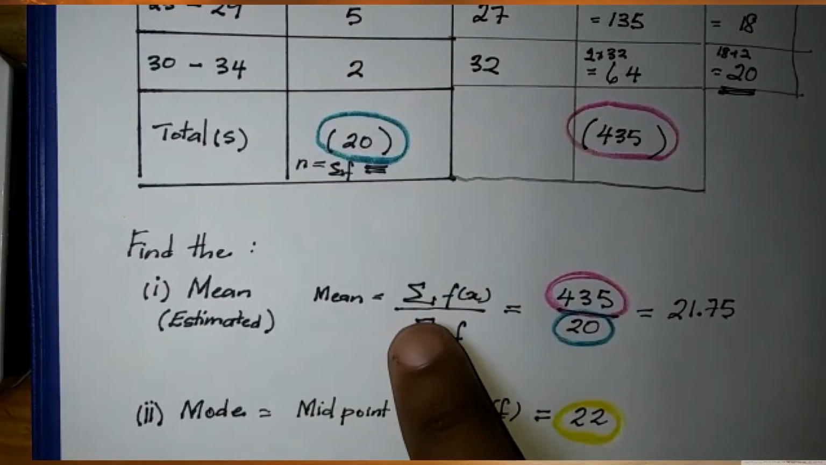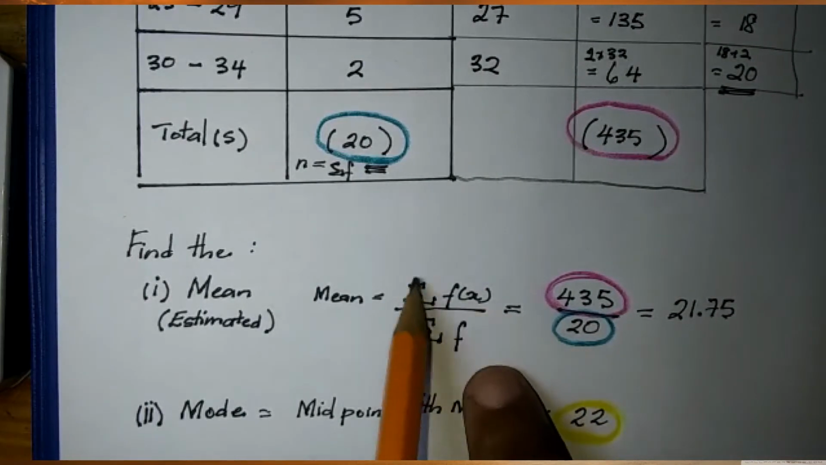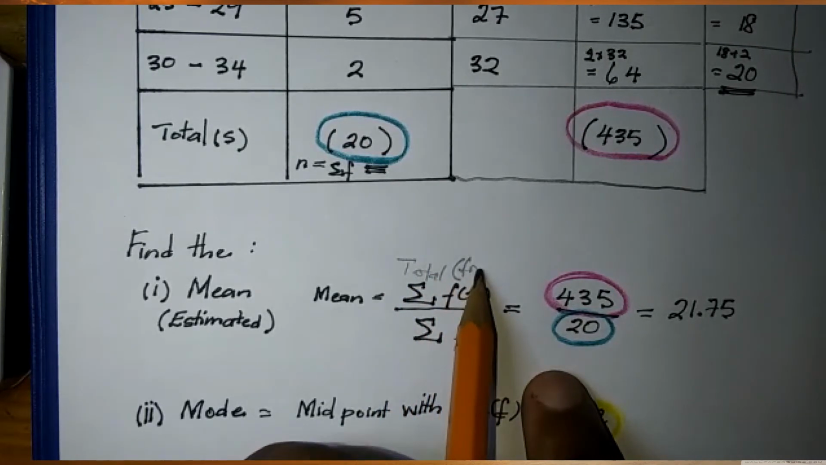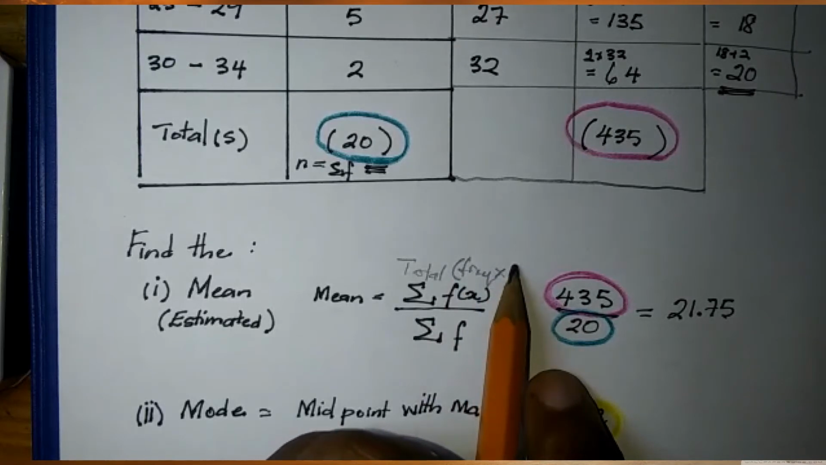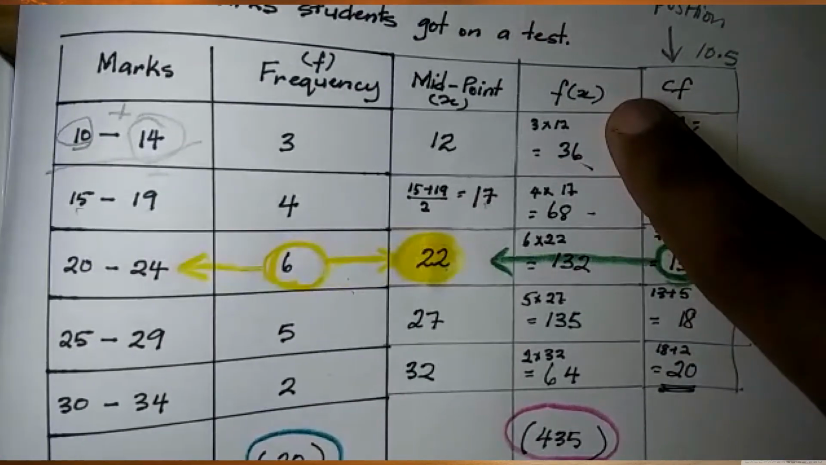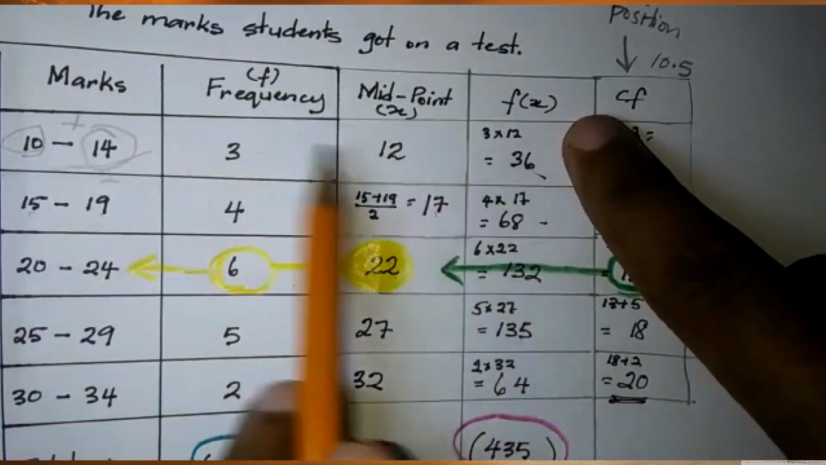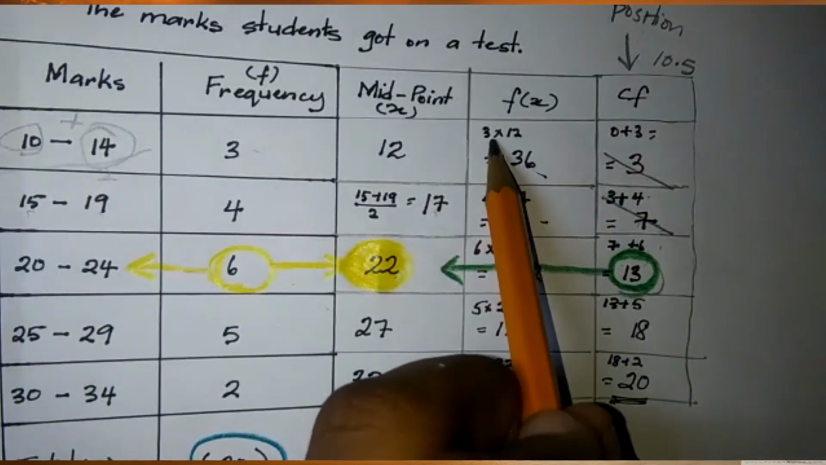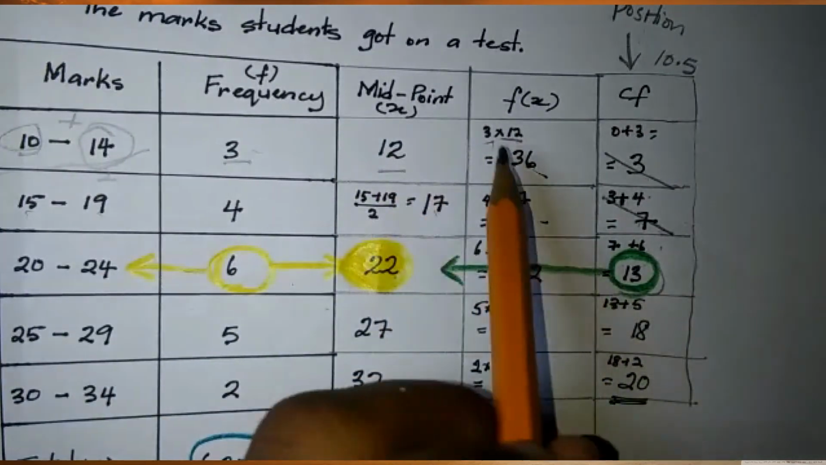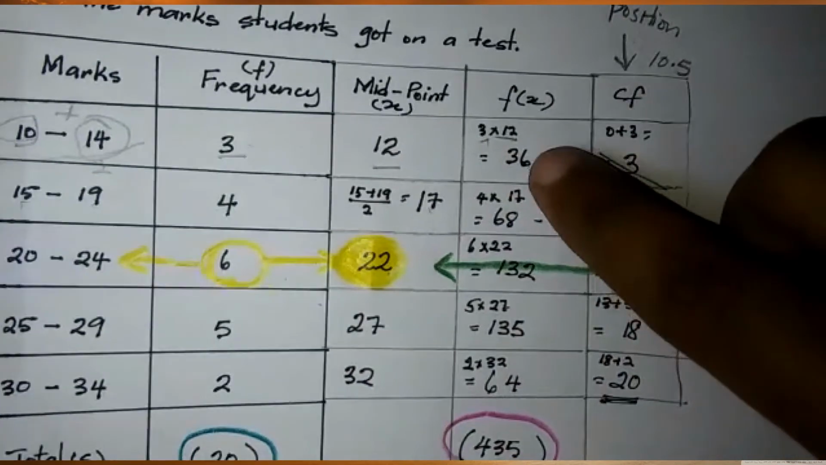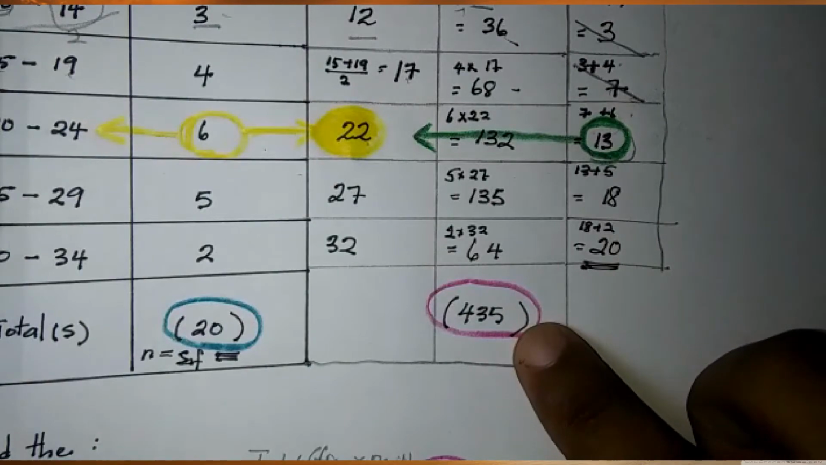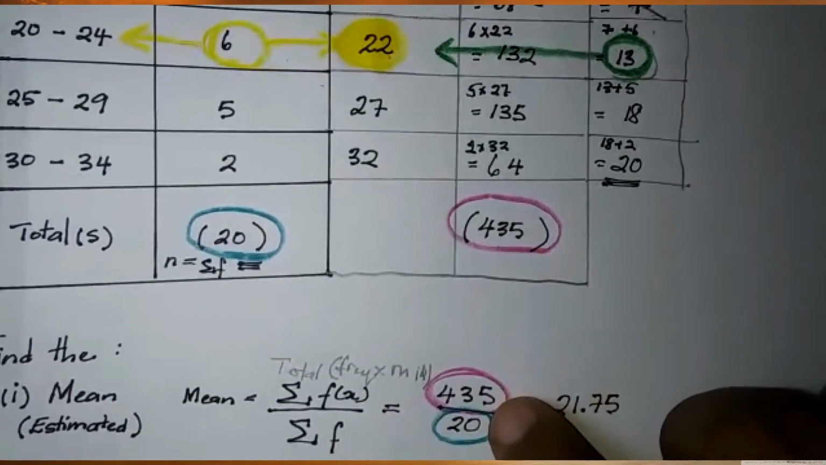Now remember, following the formula, sum of fx means we need the total of our frequency times our estimated midpoint. We find the estimated midpoint and multiply it by our frequency. That is why we had 3 for the frequency f and 12 for our midpoint x. 3 times 12 gives us 36, and we do that for all the rest of them. Then when we're finished, we add up all of them. That is where we get this pink number from.